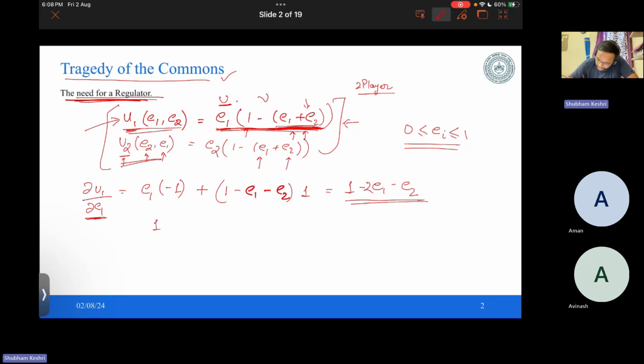When we equate it to 0, we'll say the effort put by the first player will be its best response. Why? Because you are differentiating the utility and equating it to 0, such that the utility will be maximum. So when the utility of a player is maximized for a given response of player 2, that utility is known as the best response of player 1. Therefore, we are writing E1 star.